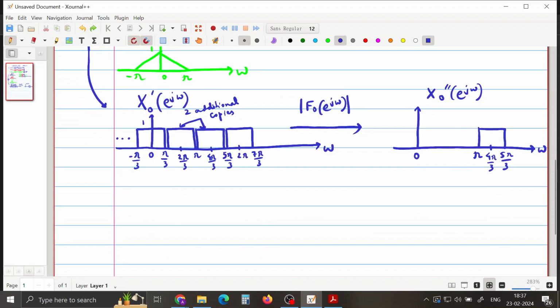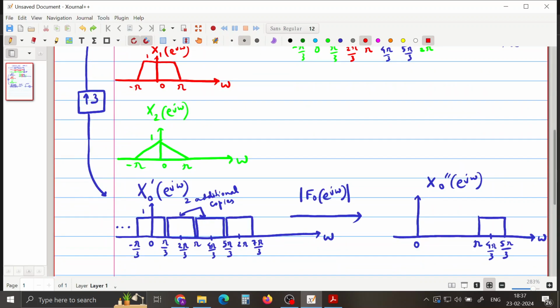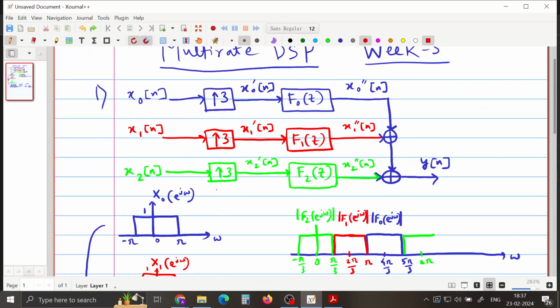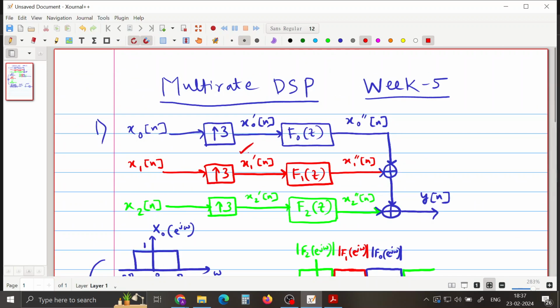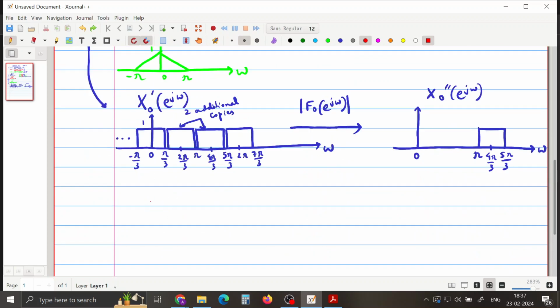So now you tell me, similar to what we have done for the topmost branch, you do the same thing for the second branch. I'm just looking at the different color. So now we need to find this x1 prime of n and x1 double prime of n in the second branch. So now you tell me, what does x1 prime of e power j omega look like?